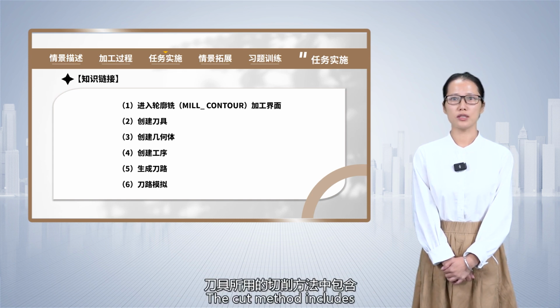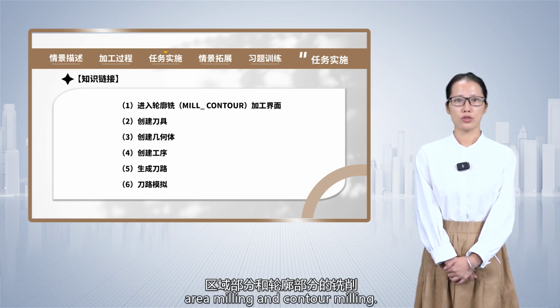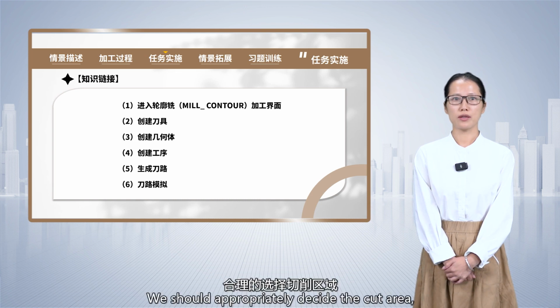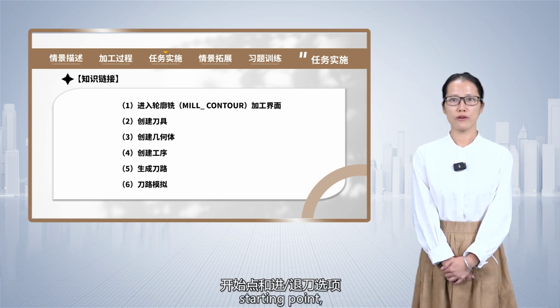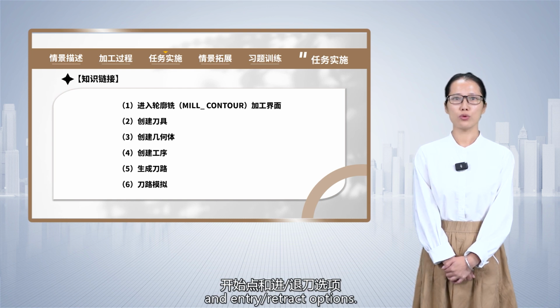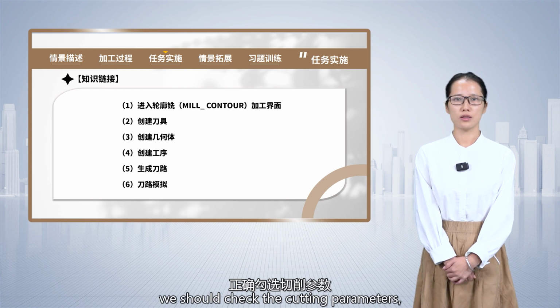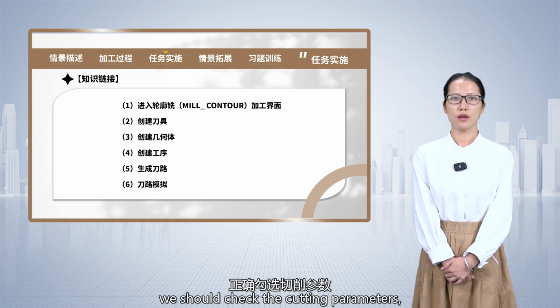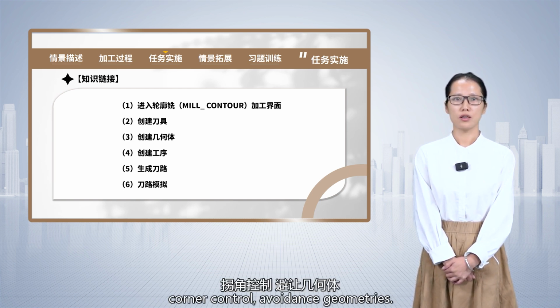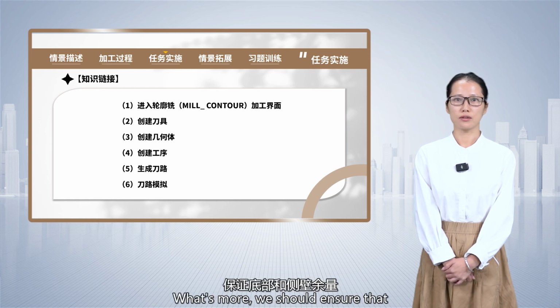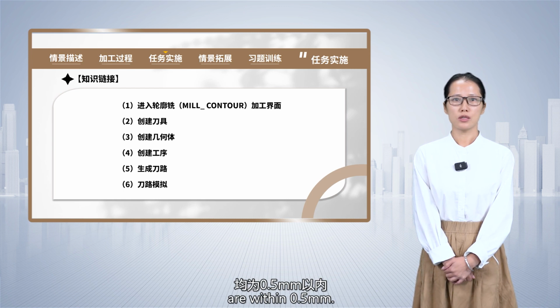The cut method includes area milling and contour milling. We should appropriately decide the cut area, starting point, and entry or reject option. In the parameter settings, we should check the cutting parameters, corner control, avoidance geometries. What's more, we should ensure that the floor stock and wall stock are within 0.5 mm.